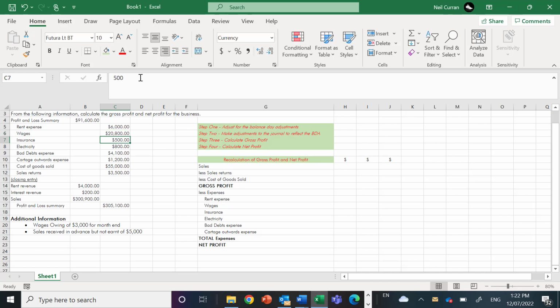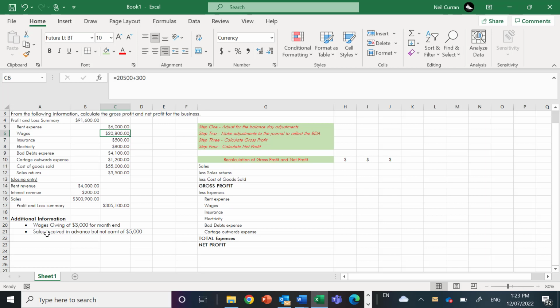Now, the question doesn't require you to redo the journals. You can if you want, but I'm just going to recalculate all of these here. Now the other thing which you're seeing here is I'm not really caring about the accrued expense, because that is an account that will appear in the statement of financial position and does not affect the calculating of the gross profit or the net profit.